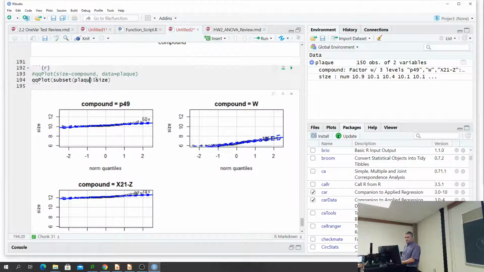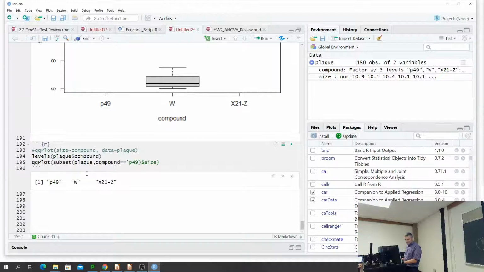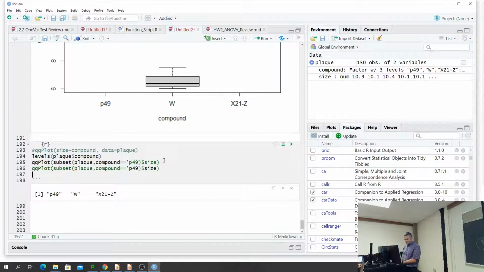of. What we want is plaque where our compound is equal to, we'll start with P49. What I'm going to do is check my levels so that I can figure out what my numbers are. So yeah, that is a capital W, right? So I know this is gonna work, so you're going to see me just paste it twice. Focus around these. So, you get that, compound W? Little humor. X21-Z.